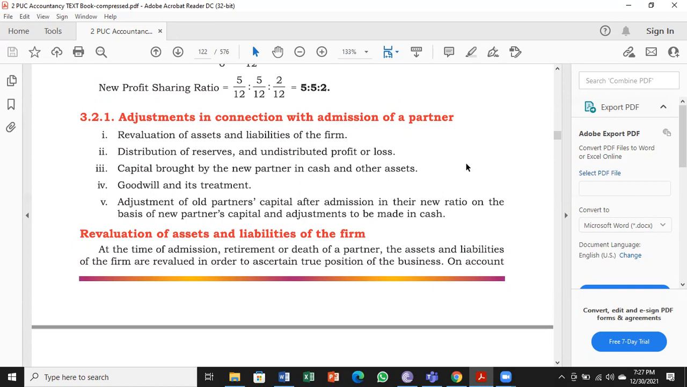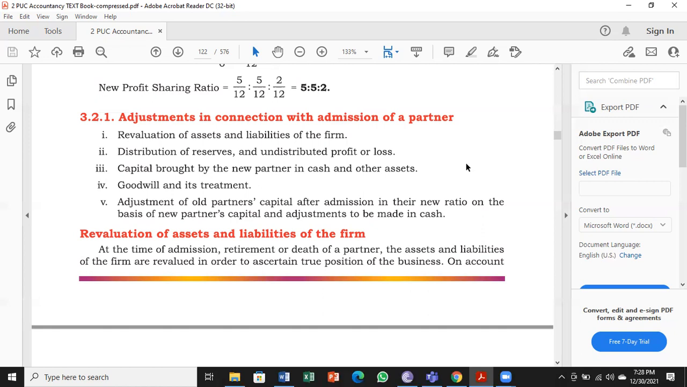So whether there is a profit in the assets or a reduction in the value of liabilities, the benefit is required for A and B as old partners. From the old partners' point of view, they want to go for revaluation of assets and liabilities, and if any profit is there, they want to take that profit and record the assets and liabilities at the new value.